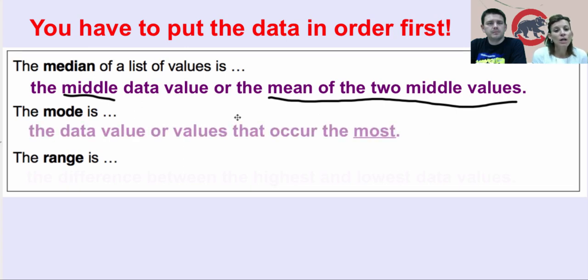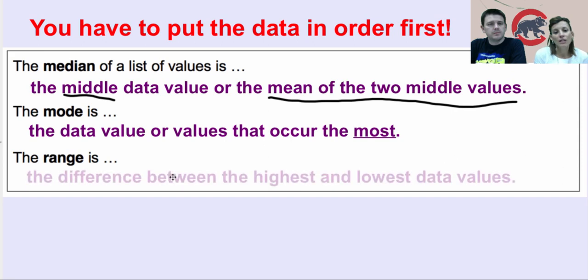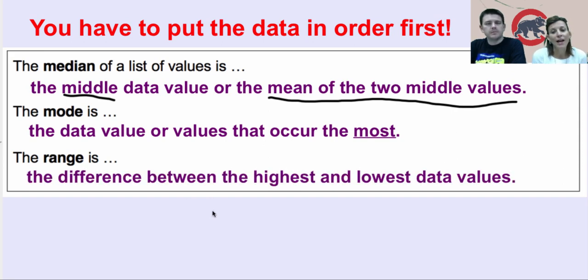Our mode is the one that occurs or repeats the most. So that MO in mode you can remember because the data value that occurs the most also has an MO. And then there's different ways to remember the range. The range is the difference between the high and the low data values. So it's the greatest minus the least, the maximum minus the minimum, the distance between the two numbers. The high minus the low is the range, don't you know?